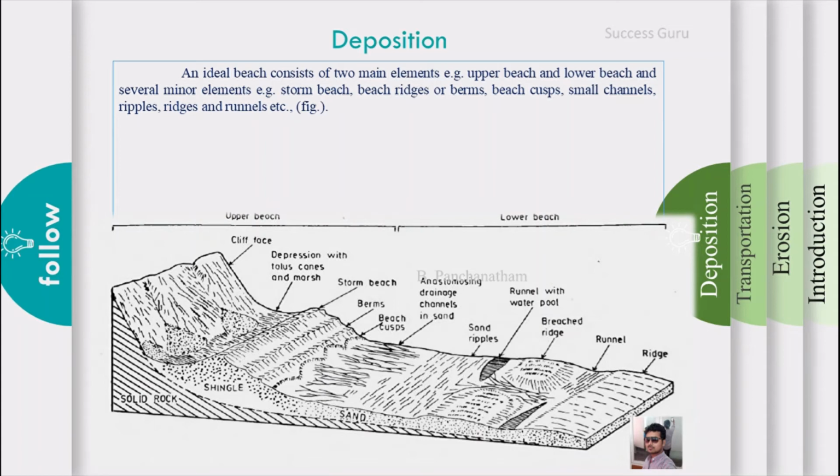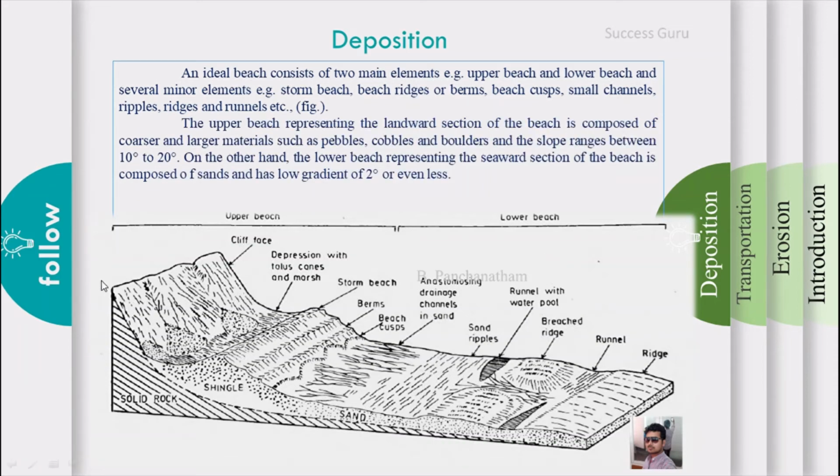So let us see the generalized profile of the beach. An ideal beach consists of two main elements, that is the upper beach and lower beach, and several minor elements like a storm beach, beach ridges or berms, beach cusps, small channels, ripples, ridges and runnels, etc. So this image explains a generalized sketch of a beach. Some may be present at some locations, and some may not be present at other locations.